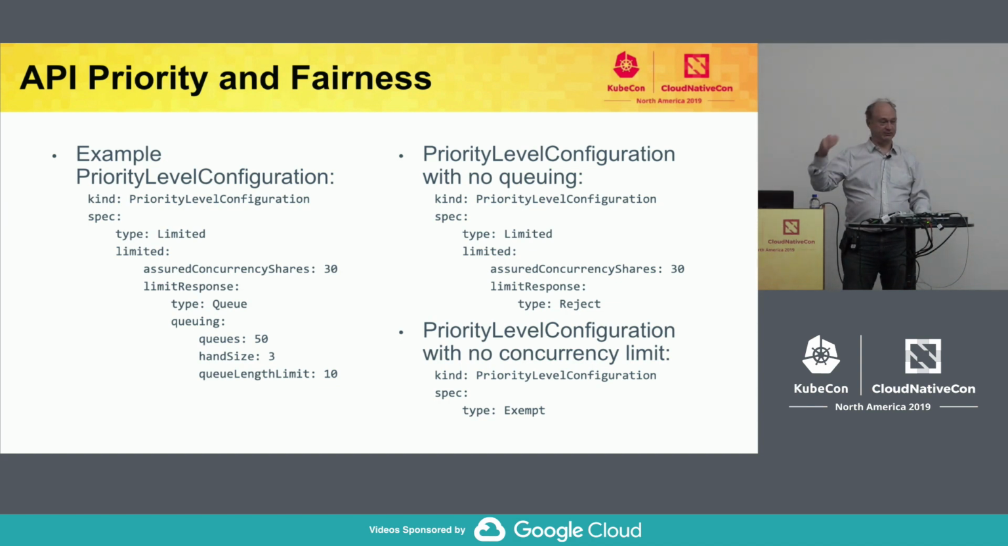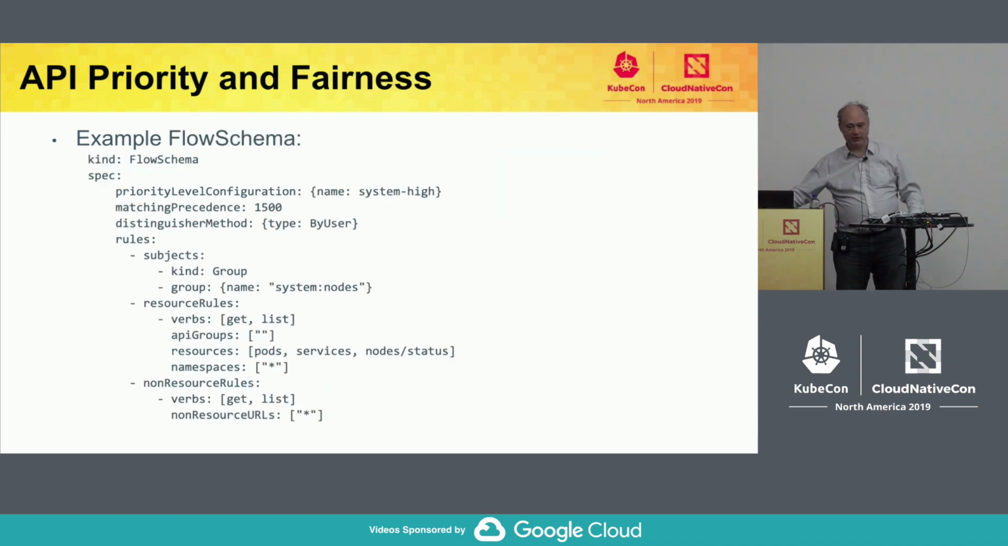And then we also have some limits on how long things can sit in the queue. One is a time limit, and that's an API server parameter. And there's also a length limit for each queue, or each priority level has its individual queue length limit. All right, so that's priorities.